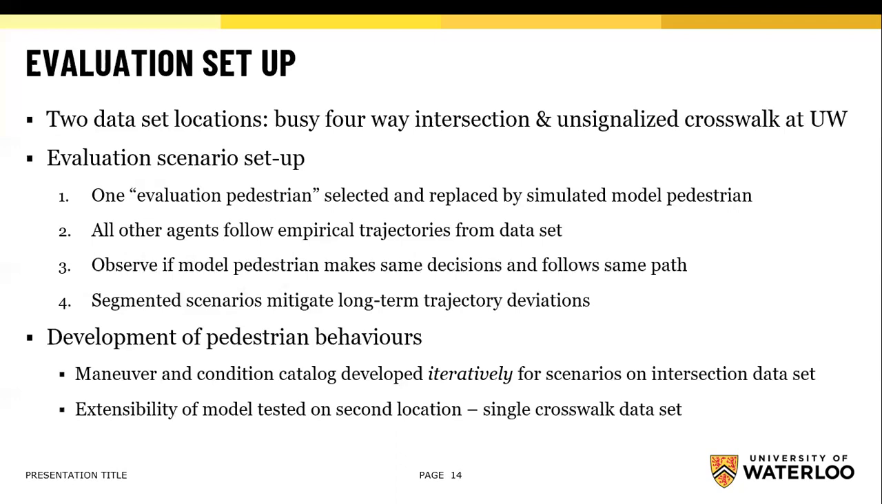And so we want to observe if the model pedestrian makes the same decisions as the pedestrian it replaced, and also follows the same low-level path. We have those 2 phases of the evaluation. And so the last part of the evaluation is relevant for the intersection data set, where we noticed that the evaluation scenarios had an average length of over a minute, which were fairly long scenarios.